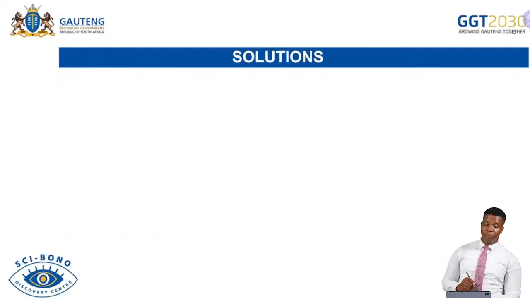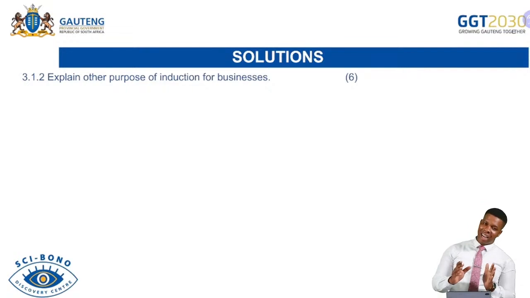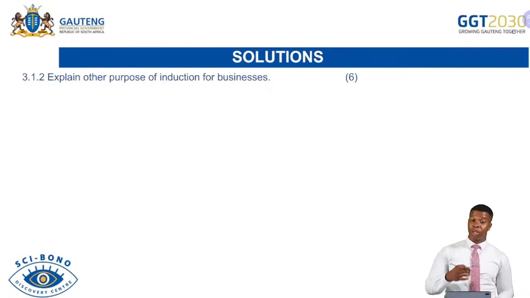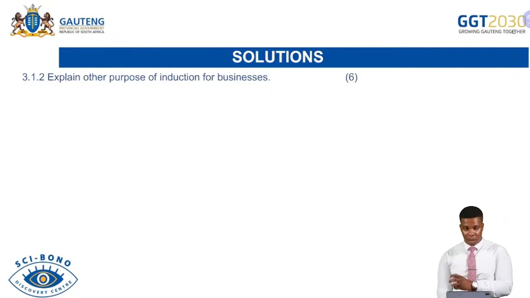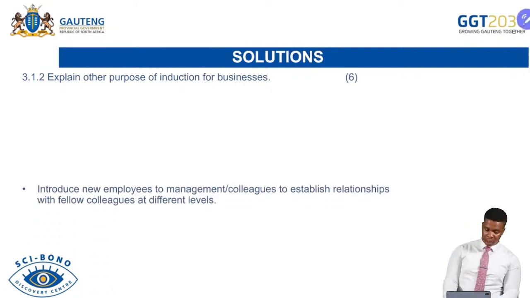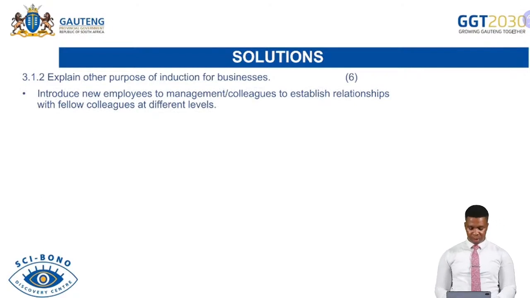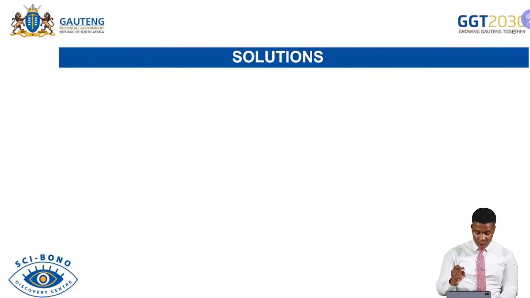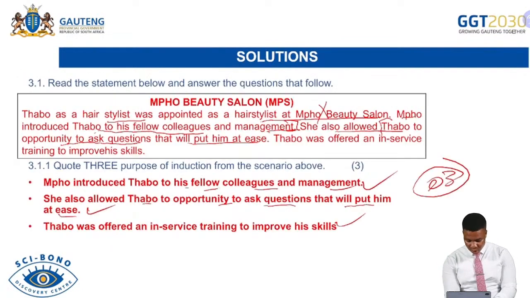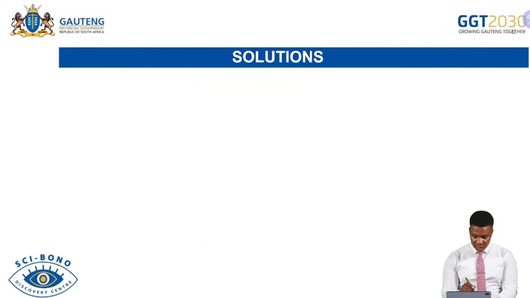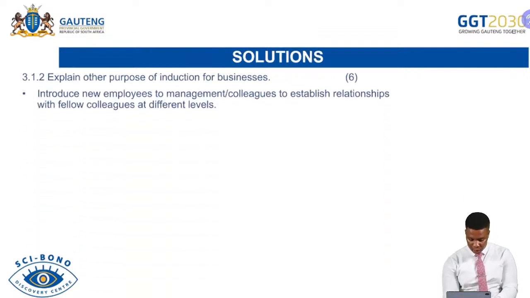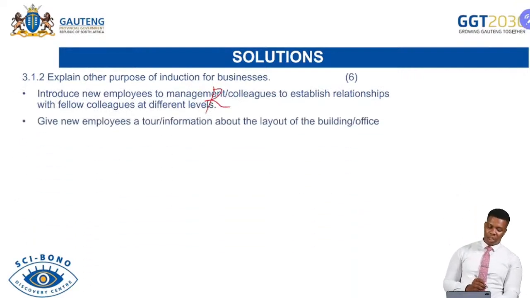Now, let us look into the question first. Explain other purposes, excluding the ones we saw in the previous question where they are saying quote from the scenario. We don't want anything that was in the scenario. We want other purposes of induction. One, introducing new employees to colleagues to establish relationships with fellow colleagues at different levels. Should we allow that? No, we can't allow that. Why can't we allow that? Remember, Thabo was introduced to fellow colleagues and management. So this is a repetition of the fact, so you can't be allocated marks for that.